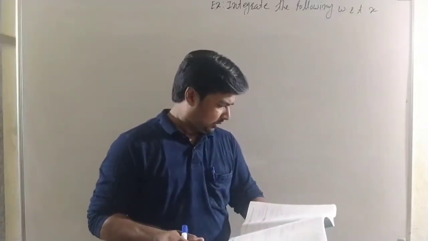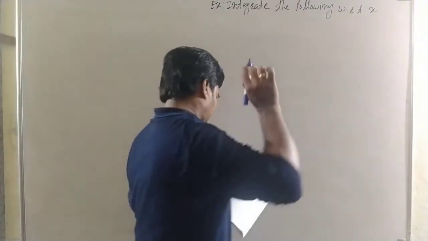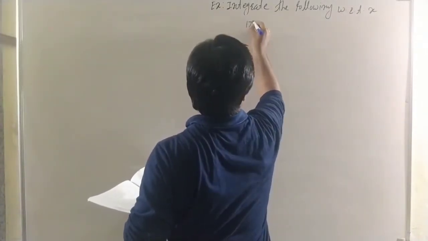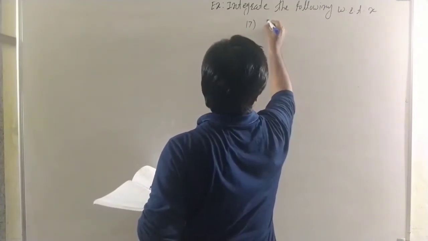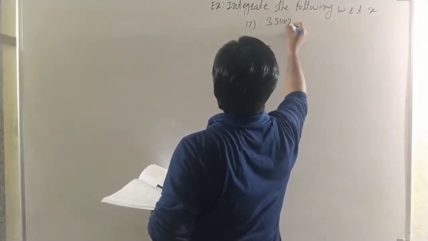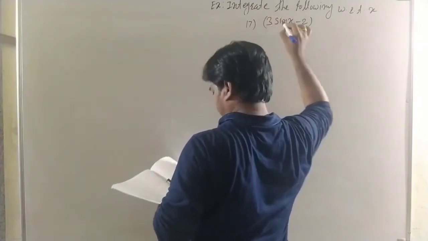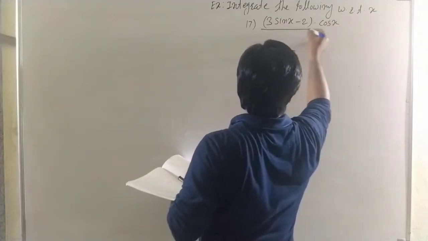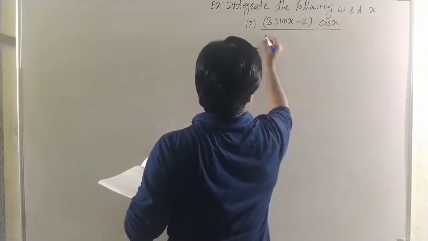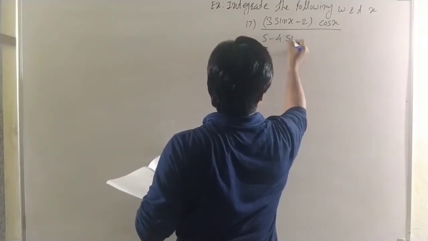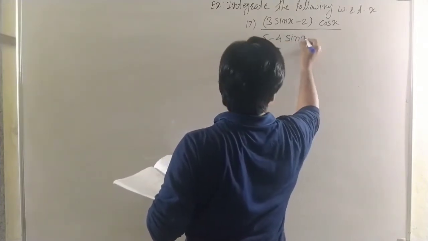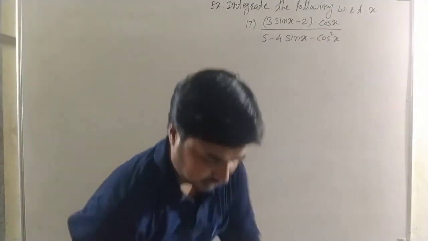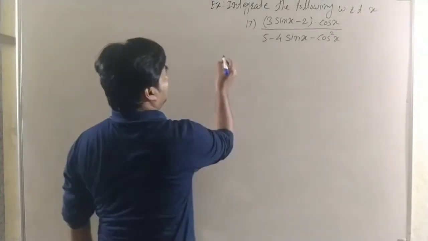Now the next example in exercise 3.4 on the repeated integral. Here example number 17: integrate the following with respect to x, (3 sin x minus 2) cos x upon 5 minus 4 sin x minus cos square x. Okay, now we evaluate this integral.